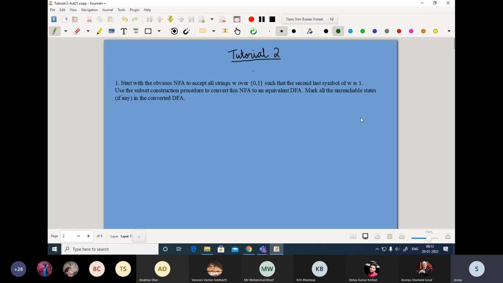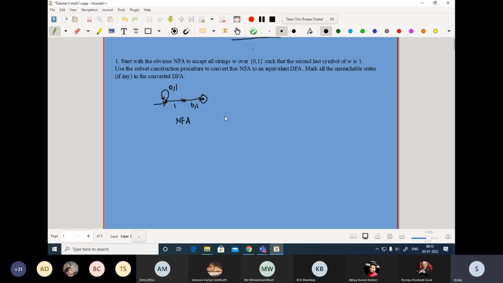So can somebody give me the NFA? In the start state, we have a loop for 0, 1 and an edge for 1, and then we have an edge for 0, 1. This one. Okay. So this is the NFA. Now can you convert it to a DFA using the subset construction procedure?